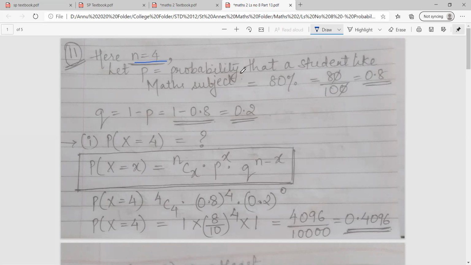We'll take p as probability that a student liked the mathematics subject, which is given to be 80%. That can be written as 80 upon 100, 0 cancel 0.8. Or you can also take it as 4 by 5. Once I know the value of p, it is easier for me to calculate q. So q is equal to 1 minus p. So 1 minus 0.8, answer is 0.2.